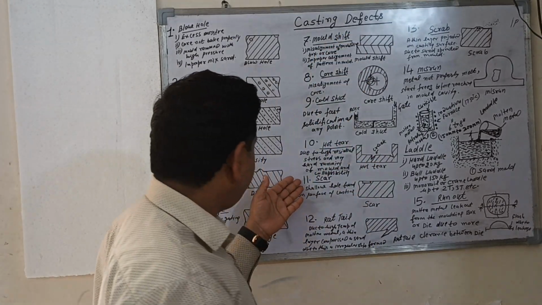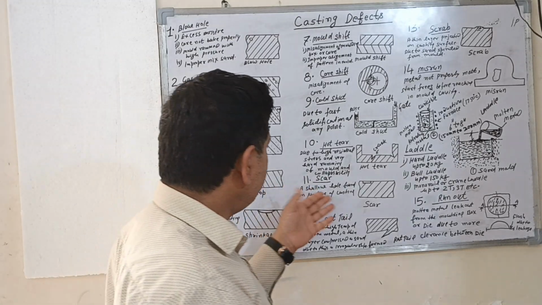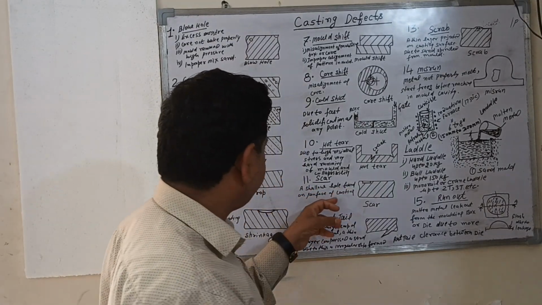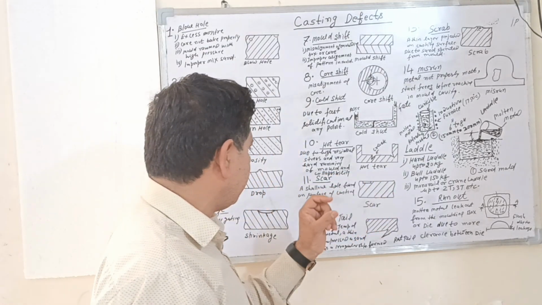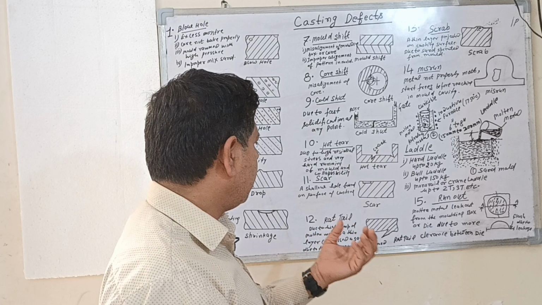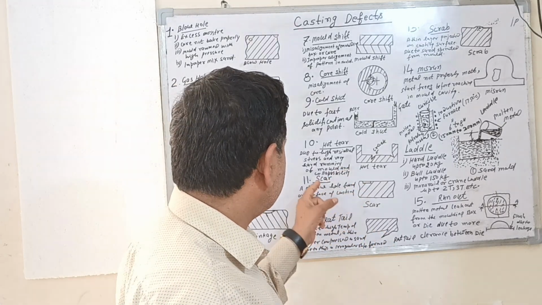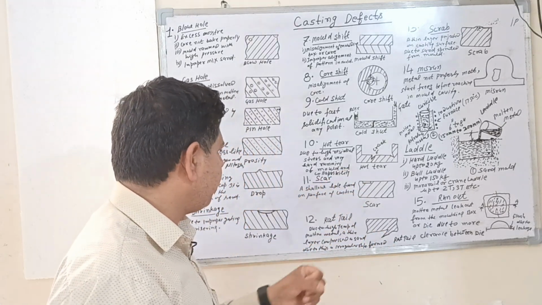Number 11 is scar. A shallow and hollow found on the surface of the casting. So on the casting surface, you can see a very thin layer. This process is called the scar defect.